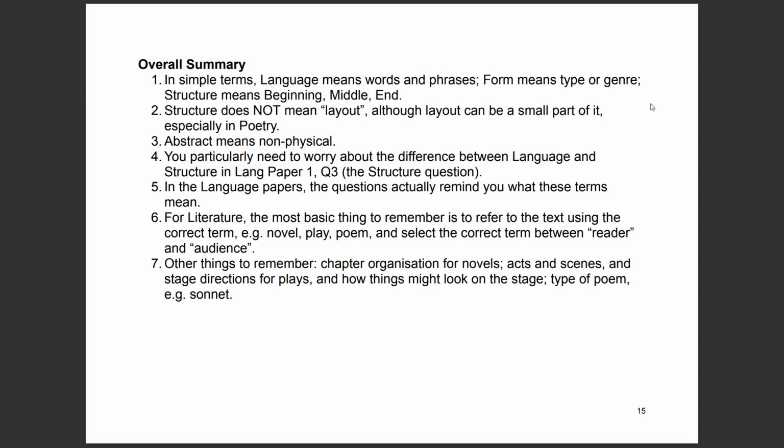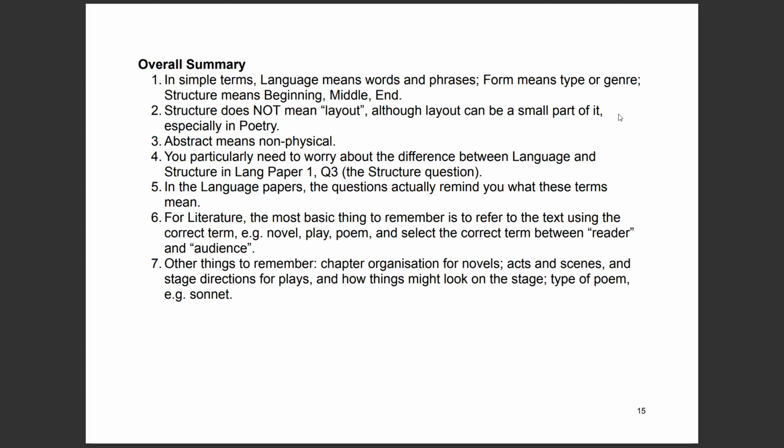I've only summarized the basic stuff. If you want to revise the more advanced stuff, please go back and watch the video again. But like I say, even if you remember the basics, hopefully that will trigger your memory to remind you about the more advanced points as well. So in simple terms, language means words and phrases, form means type or genre, structure means beginning, middle, and end. And don't forget, form also has subtypes, subgenres.